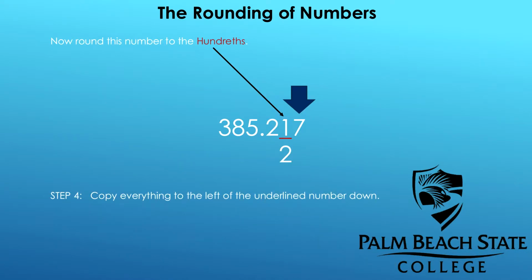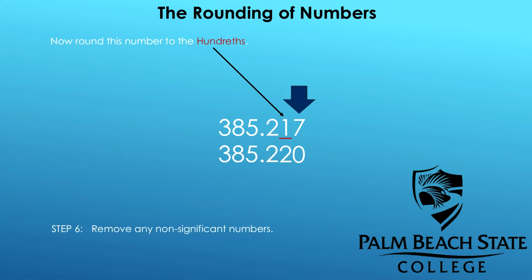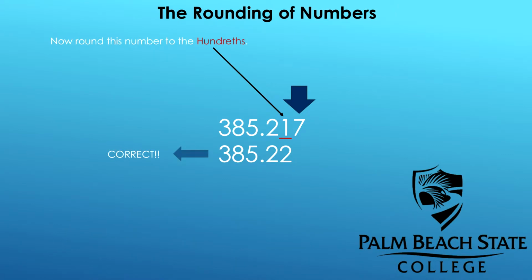Step 4, we copy everything to the left down, untouched. Step 5, we turn everything to the right of that number to a 0. And again, step 6, we remove any non-significant numbers. In this case, the 0 to the right of the last non-zero number is considered to be non-significant, and it will be removed. There's our correct answer, 385.22.